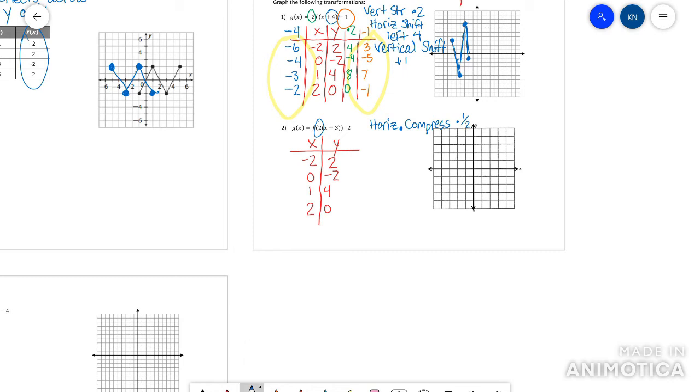Okay, the next one would be this +3 right here. That's inside, so I know it's horizontal as well. And since it's plus or minus, it's a shift. You just have to figure out the direction. It's horizontal, so it's lying to you. So instead of adding 3, you're going to subtract 3. That makes it go left.